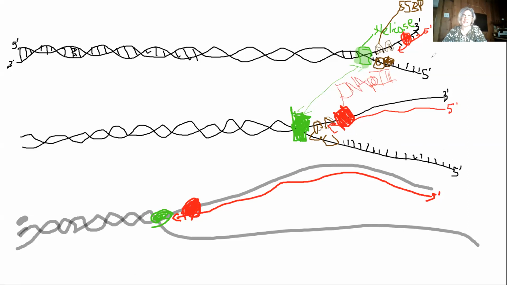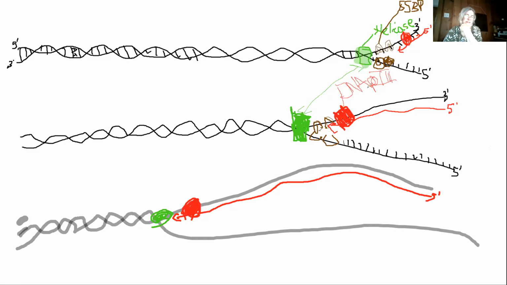So the complementary strand here, I'm not going to try to draw it on this top one because it's so small, but the complementary strand is made a different way. It's made starting at the replication fork, and the enzymes move out away from the replication fork. And this would be step 4.